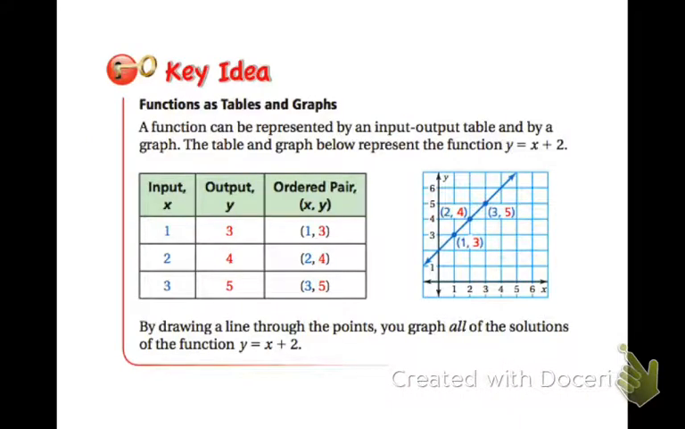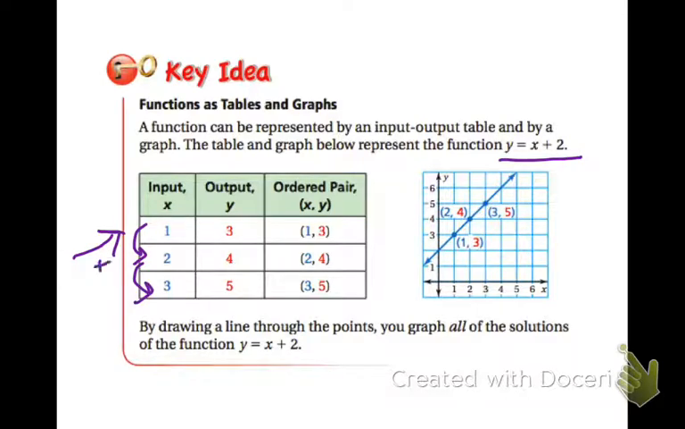So here's a key idea. A key idea is that our functions can be represented by an input and output table and by a graph. The table and graph below represent this function, y is equal to x plus 2. Now remember this, we did this in lesson 4.1. We used this table of values and the rule to come up with the output, but if we're given the table, we could find the rule.